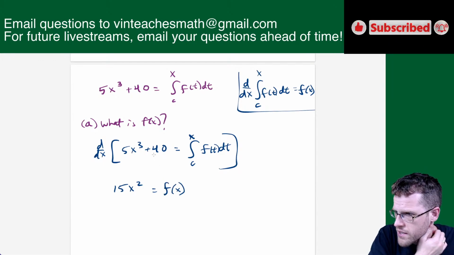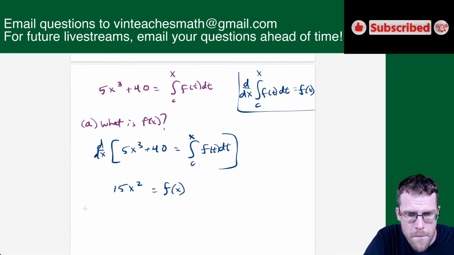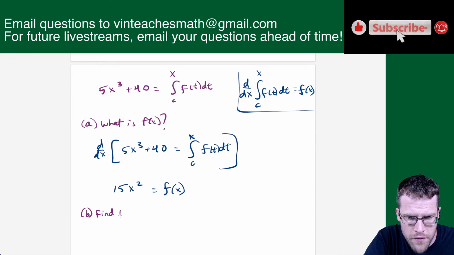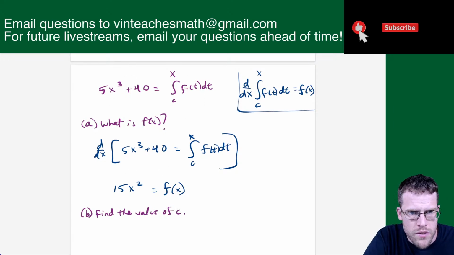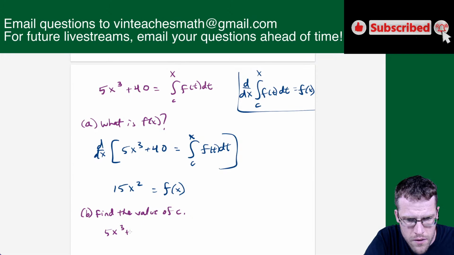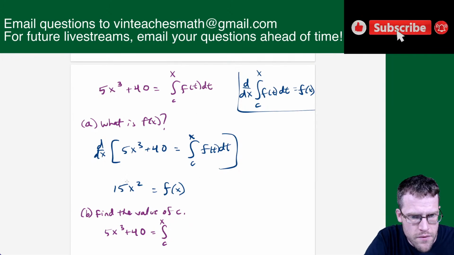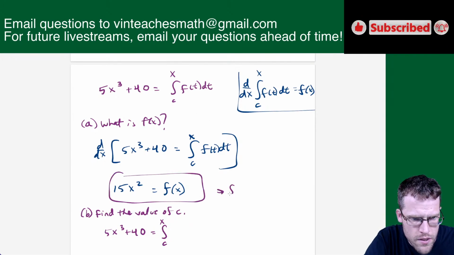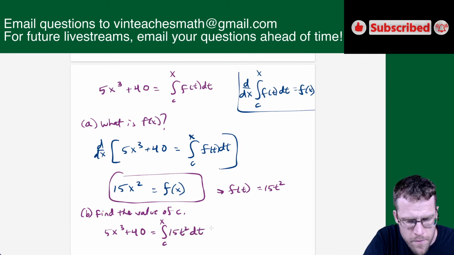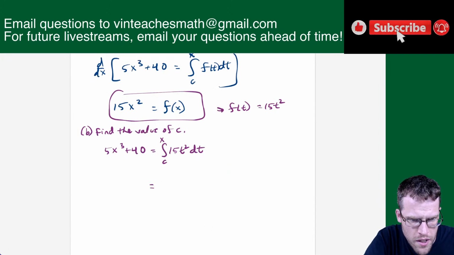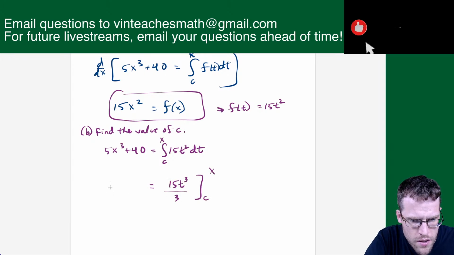Now let's say we want to find c. So now part B is find the value of c. Okay, so for this, what we would do is, now that we have an explicit function equals the integral from c to x, just know f of t, if this is f of x, then that would tell us f of t, the integrand, is 15t squared. So this would be 15t squared, and now we tack on dt. So now FTC1, the antiderivative, would be 15t to the third over 3, and we're going from c to x. The right side stays put.